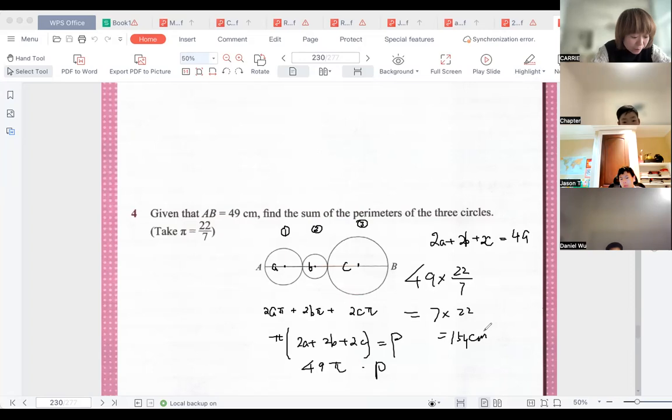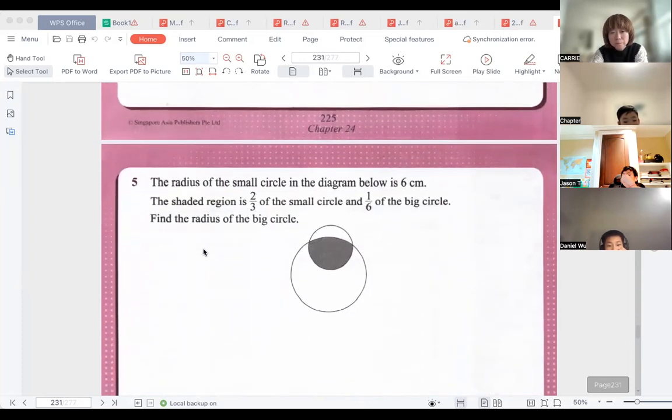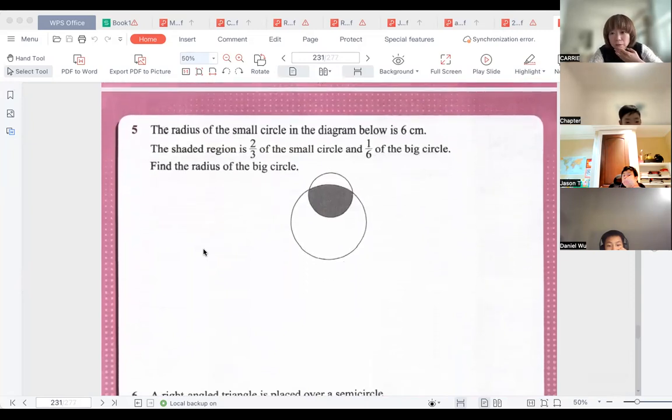Is this hard? Oh, I don't think it's hard. Is it hard? Really not hard. Okay, so the radius of the small circle in the diagram below is 6 centimeters. The shaded region is 2 over 3 of the small circle and 1 over 6 of the big circle. Find the radius of the big circle.